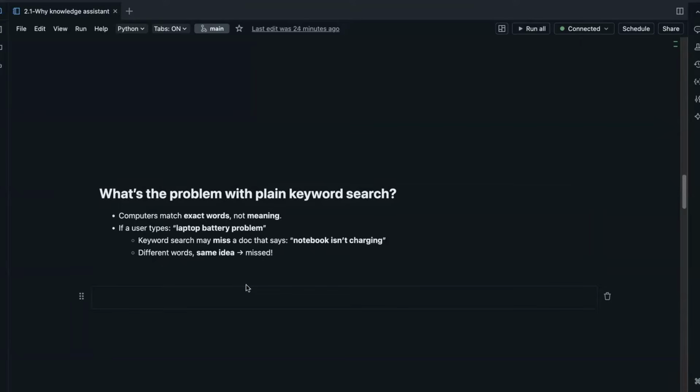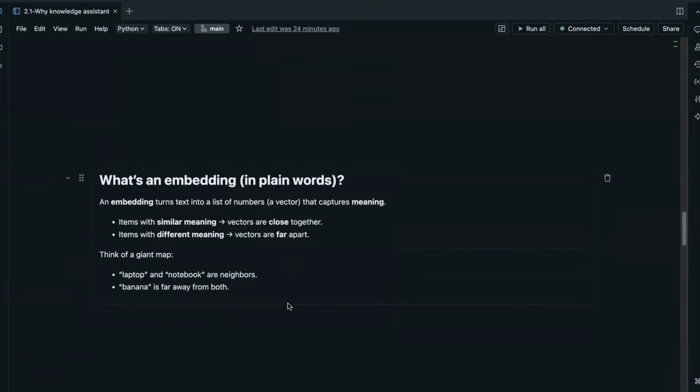Let's see an example. Suppose you're typing a query like laptop battery problems. Keyword search may miss a document that says notebook isn't charging. There's a relation between these two sentences: laptop battery problem and notebook isn't charging. But if you do a plain keyword search, these two sentences won't match, and you'll miss the document altogether. These are two different sets of words, but the same idea: there is a problem with the battery, and because of that the notebook is not charging. This is where embeddings come into the picture.